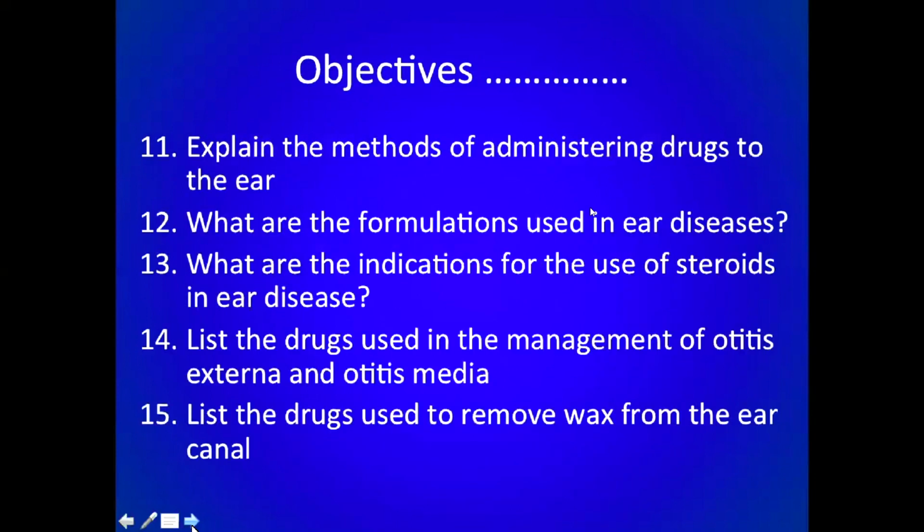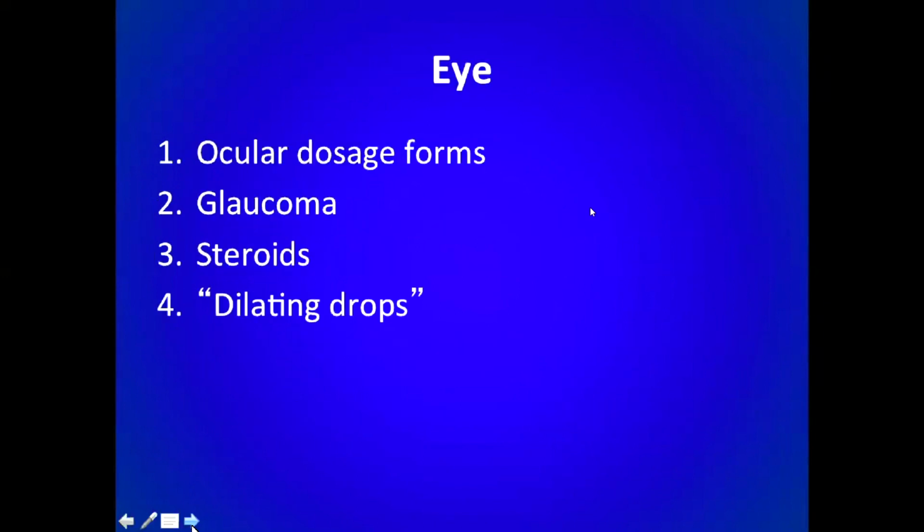So in the eye, pharmacological aspects of medicines used in eye disorders, I am targeting only 4 things. One is the ocular dosage form. In the foundation module, we taught you dosage forms: solid oral dosage form, liquid oral dosage form, parenteral dosage form, like ocular dosage form. So one aspect of this lecture is ocular dosage form.